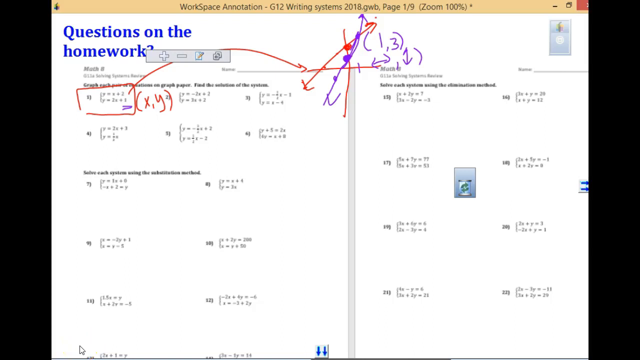Once my solution is 1, 3, that works in the first one because 3 is equal to 1 plus 2 in that very first equation. And in the second equation, 3 equals 2 times 1, which is 2 plus 1. So it works in both equations if I look at the 1 and 3. Okay? Any other questions?